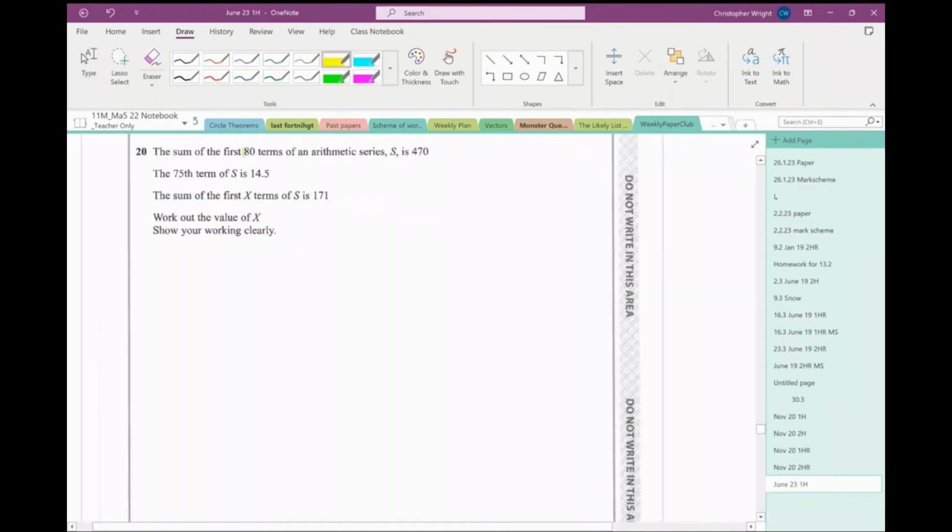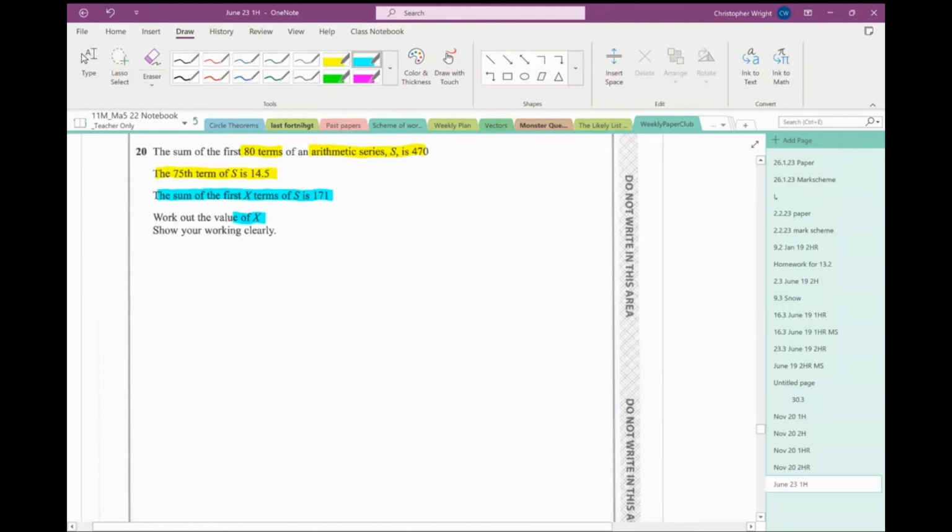The sum of the first 80 terms of an arithmetic series is 470, and the 75th term of the same series is 14.5. I'm going to be able to write two equations there and find A and D, I think. And then the question's coming up. The sum of the first x terms of the same sequence is 171. Work out the value of x.